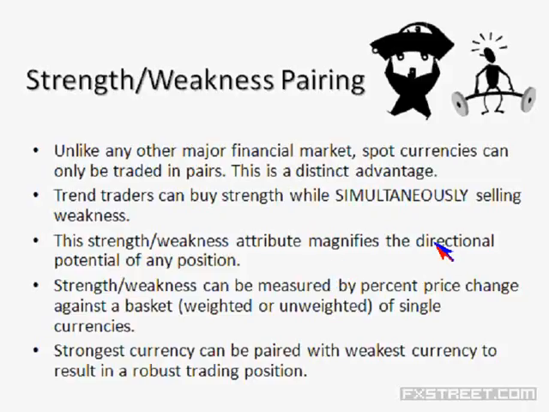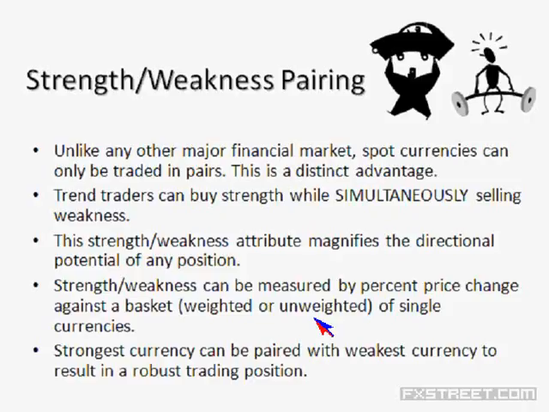Okay. Now, how do I measure strength and weakness? Well, I measure strength and weakness primarily by measuring percentage price change against a basket of single currencies. A lot of people ask me, do you trade the U.S. dollar index? Because it is essentially the U.S. dollar against a basket of currencies. Well, I don't really, because first of all, the U.S. dollar index is heavily weighted towards the euro, more than 60% of the basket, and for me that weights it a little bit too much.